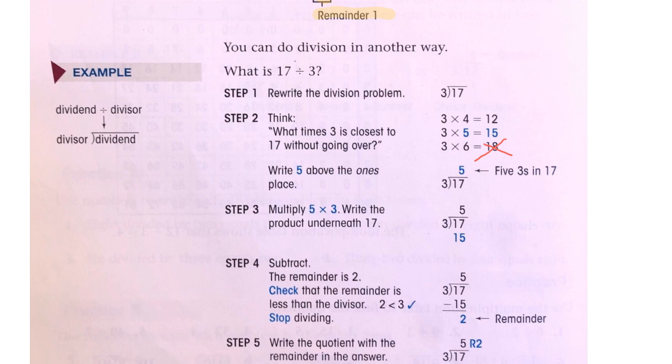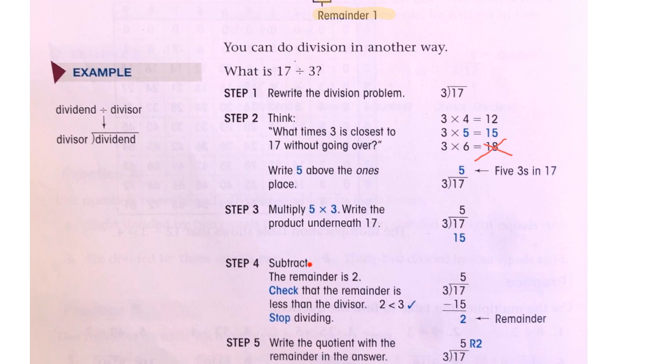We can write 5 above the ones place, like that. 5 3s in 17. Step 3, multiply 5 times 3. Write the product underneath 17. So that would be the 5 times 3 equals 15. And now this 15 is underneath 17.